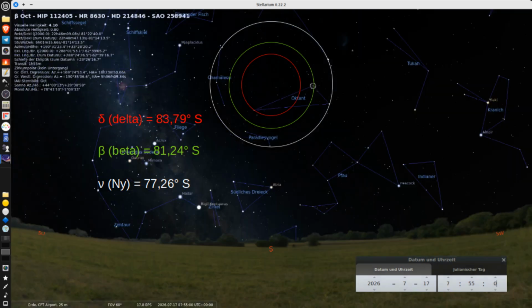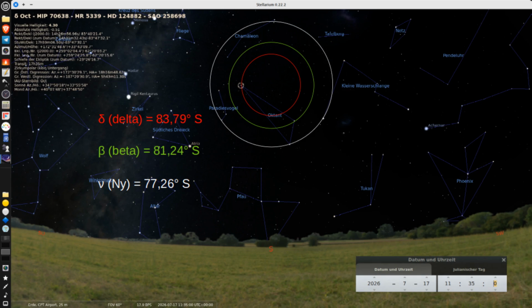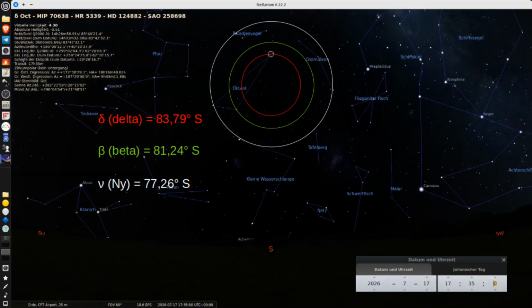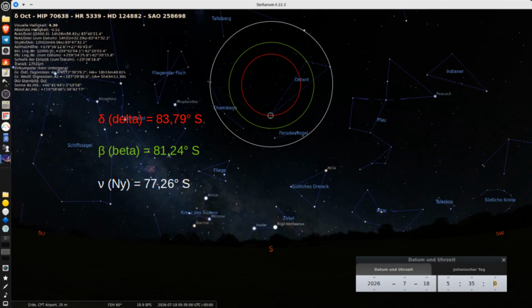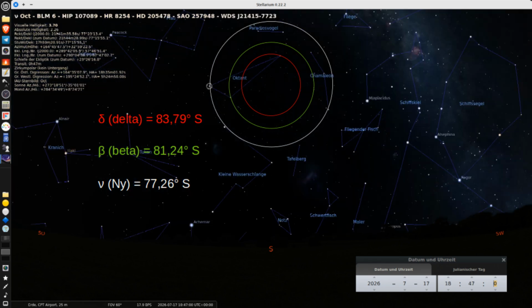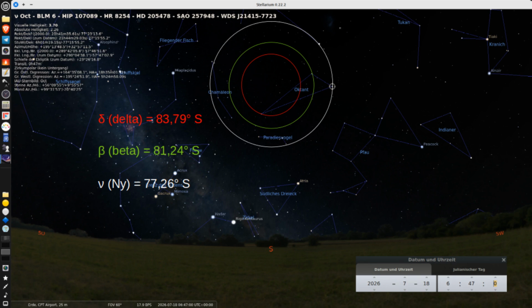Nu Octantis has the northernmost orbital path at 77.26 degrees south, and Delta Octantis has the southernmost path at 83.79 degrees south. On the map of the flat Earth, it's reversed. Delta Octantis has the southernmost path of the 3. Thus, the greater the actual circumference of the Earth, the narrower the visible circular path of the southern stars in the sky becomes.